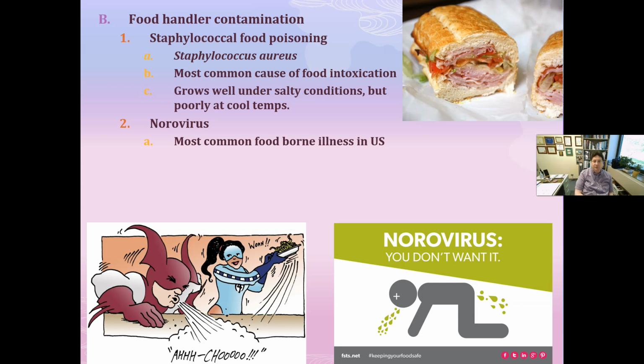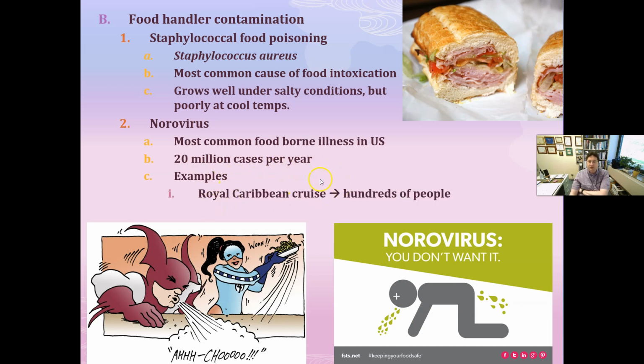It's the most common foodborne illness in the United States, and I think this image here captures it all. It doesn't matter what language you speak or where you're from. I think we get the idea what this is showing. Okay? 20 million cases per year. Examples that made the news. Cruise ships. Hundreds of people affected with norovirus on a Royal Caribbean cruise. Chipotle restaurant affecting people. And you see this in the news fairly often.